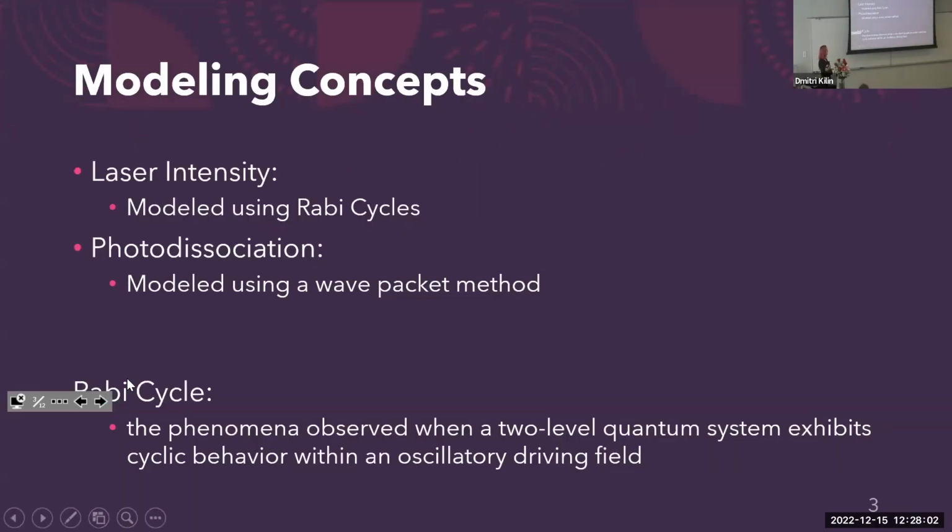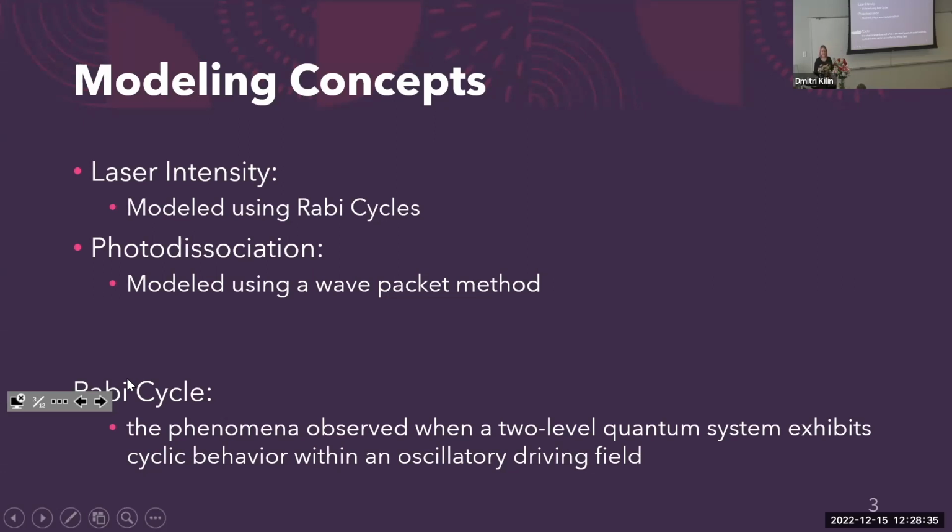Okay. So to get into the methods that I used, we had two concepts that were modeled. We start off with the laser intensity, for which we used Rabi cycles. A Rabi cycle is the phenomenon that is observed when you have a two-level quantum system and it has cyclic behavior in an oscillatory driving field.